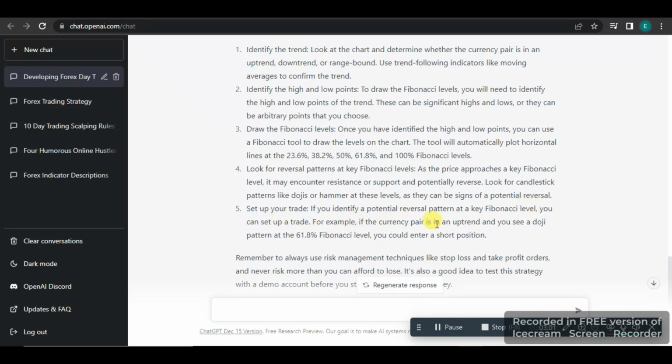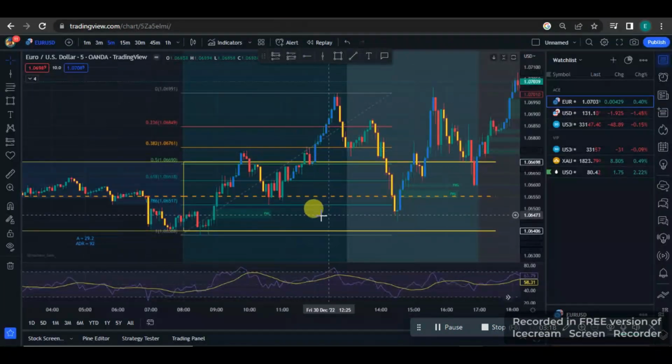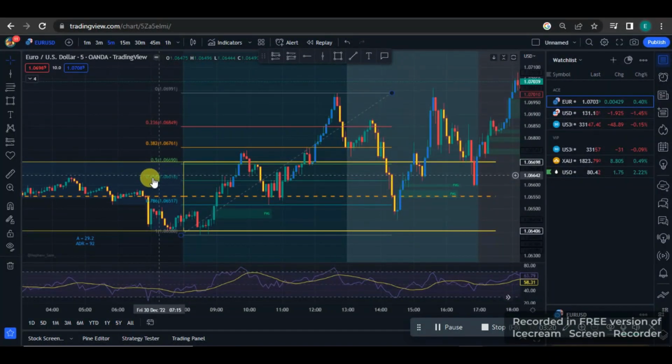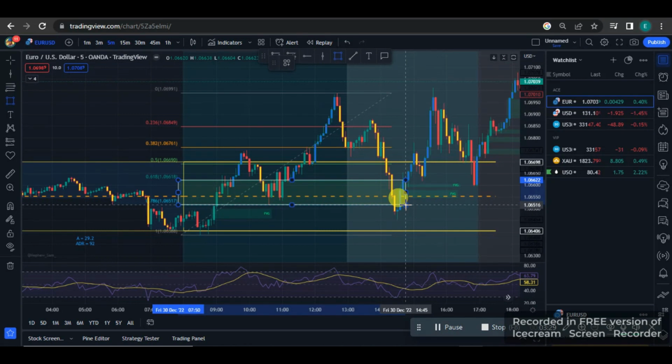For example, if the currency pair is in an uptrend and you see a doji pattern, the same thing is said before. So we'll be taking note of this doji or hammer candlesticks or any candlestick pattern we can find at the 61.8% Fibonacci level. I think I prefer this one more. So at the 61.8 level, which is at this point, you can see this is the 61.8 level, this line here. So let me just draw that out like this. We're looking for a buy here.